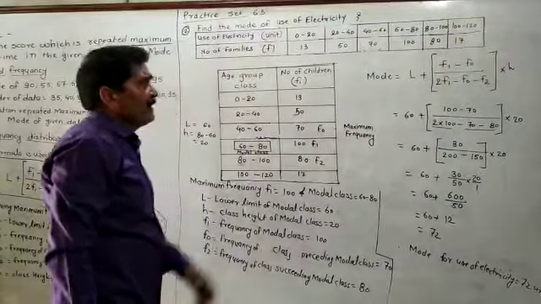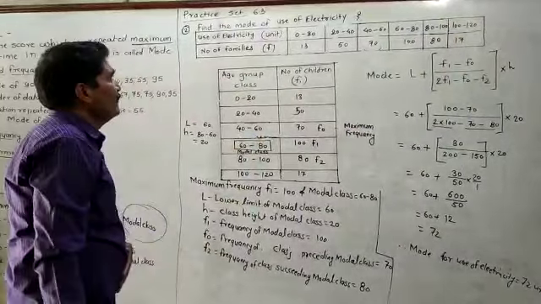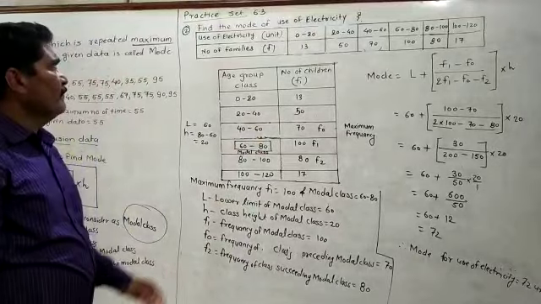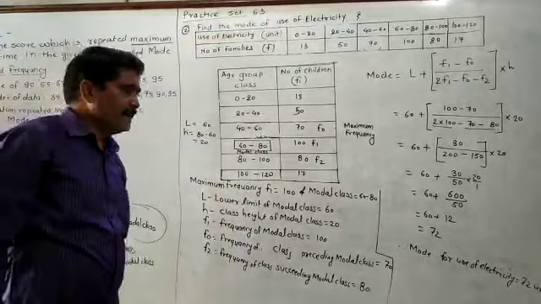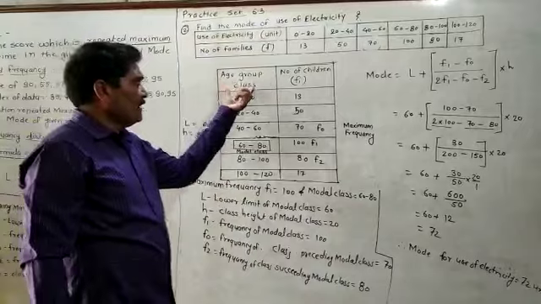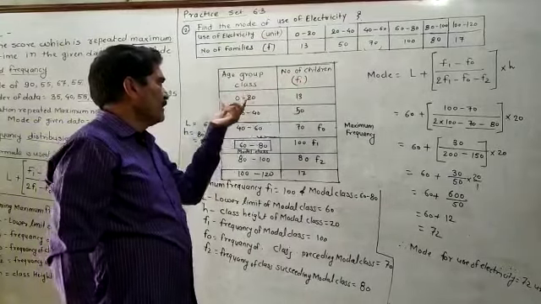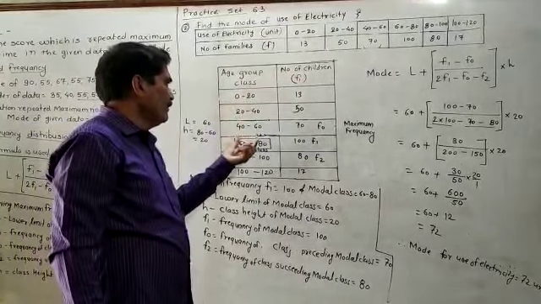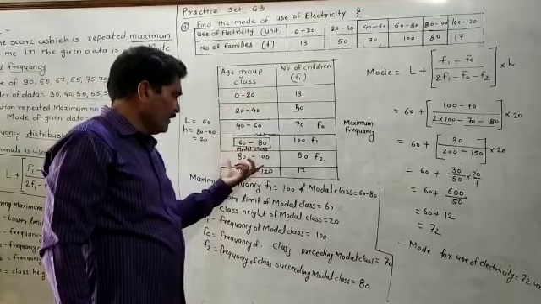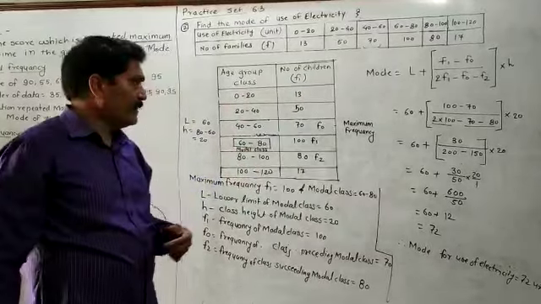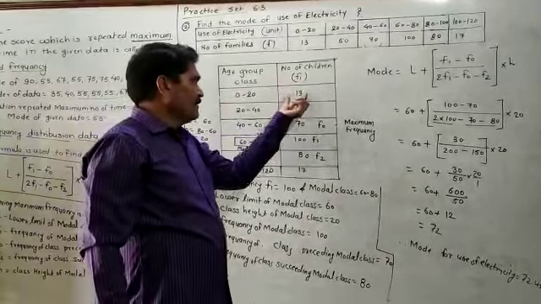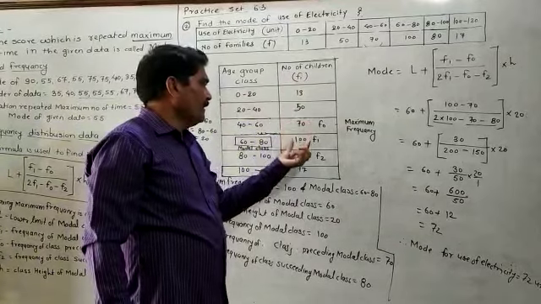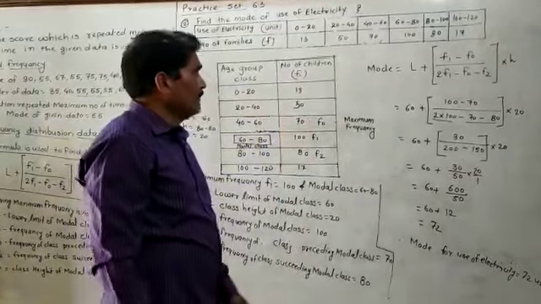So, for the use of electricity, you have to find the mode. You have to write class here and frequency here. The classes are 0 to 20, 20 to 40, 40 to 60, 60 to 80, 80 to 100 and 100 to 120, and the frequencies are 30, 50, 70, 100, 80 and 17.